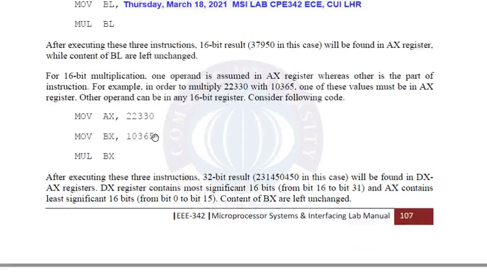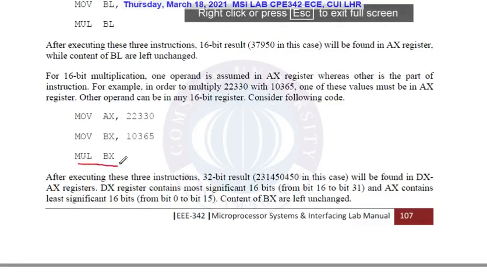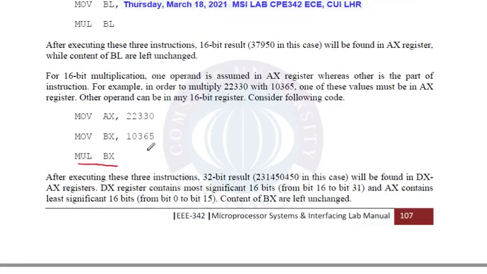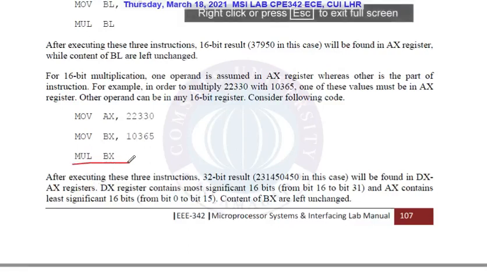Then the multiplication command can also multiply two 16-bit numbers. In that case, you need to place your first 16-bit number in the AX register instead of the AL register, and the second can be placed in any general purpose register, and that second operand should be written after the multiplication command.